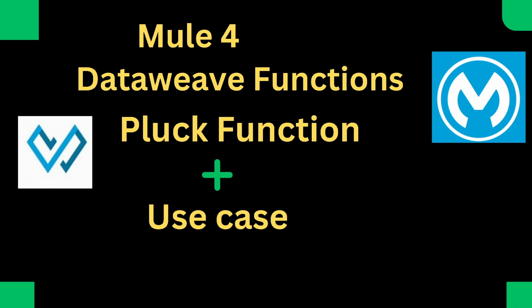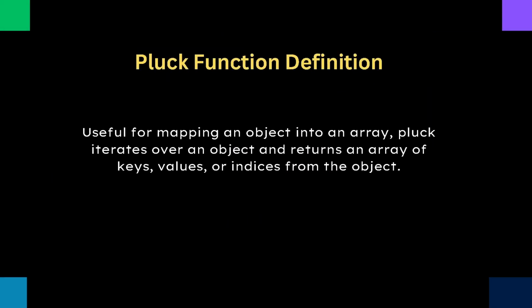Okay, so guys, let's move with the definition part. So what is a pluck function basically? It is useful for mapping an object into an array. Pluck iterates over an object and returns an array of keys, values, indices from the object. So guys, this is the simple definition of a pluck function. Let me show you how it works.